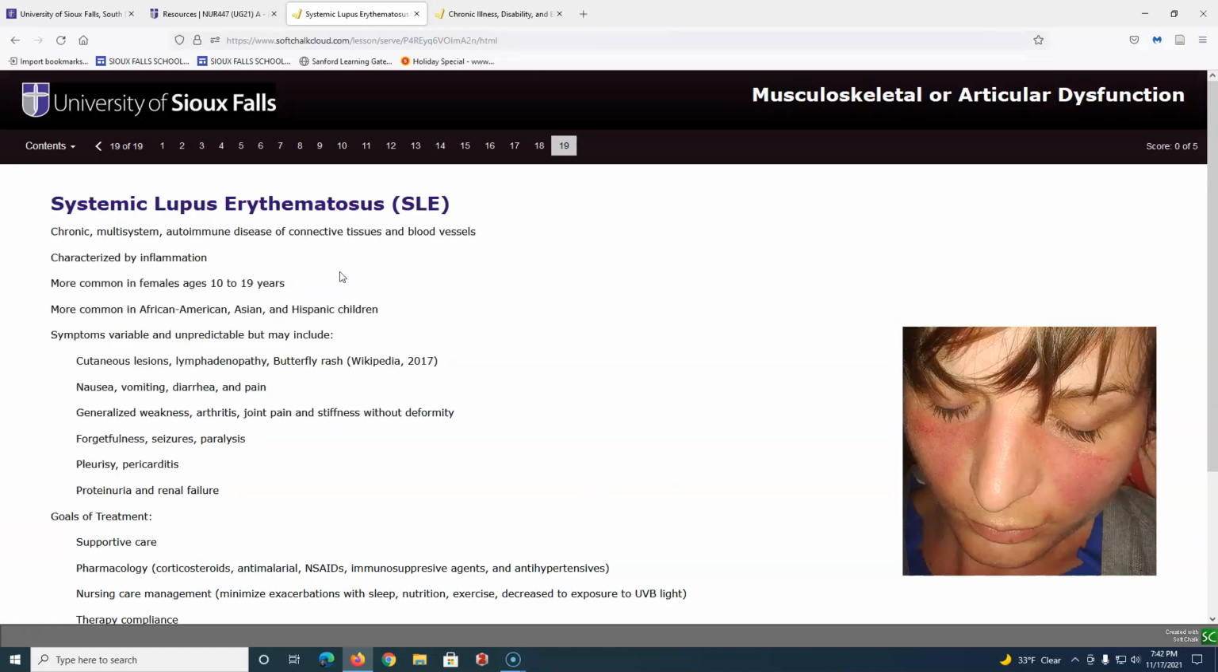Lupus. So lupus is a chronic multisystem autoimmune disease. It impacts the connective tissues and especially the blood vessels. So one of the main things with this is it's characterized by inflammation. This is more common in teenage females, more common in African American, Asian, and Hispanic children. And the symptoms are variable, but may include cutaneous lesions, so different skin rashes, lymphadenopathy. This butterfly rash here is kind of pathognomonic. If you ever see a butterfly rash or hear about that, think lupus.